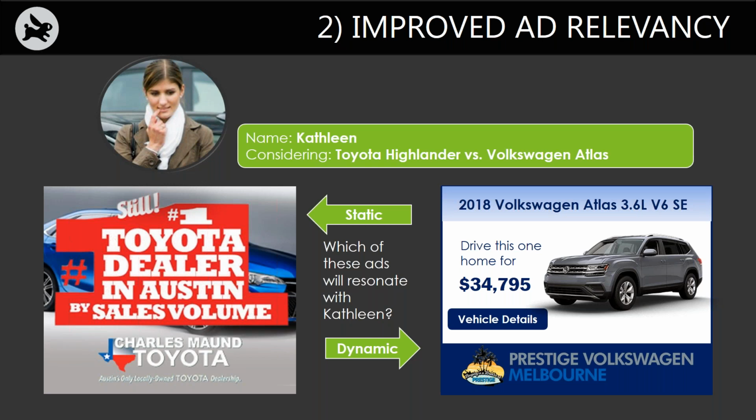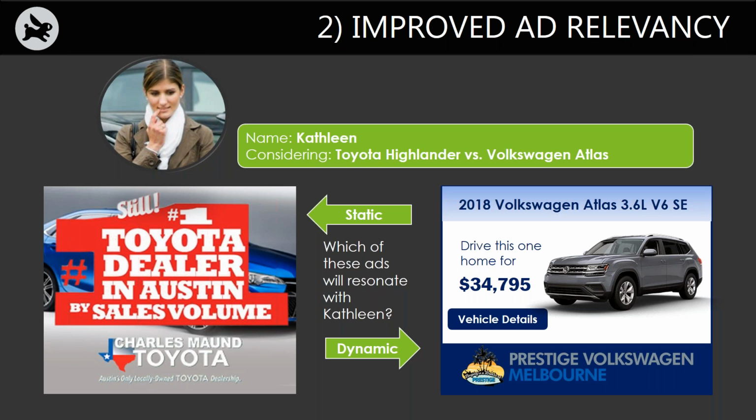So as you probably know, most consumers, by the time they walk onto your lot, pretty much know, if not exactly what they want to buy, they've got it honed down to a few selections. So in this situation, Kathleen's already honed it down. She's been doing a lot of research online, and she's pretty certain she's going to buy either the Toyota Highlander or the Volkswagen Atlas. And she's been on both of these dealerships' websites. And both of them are running remarketing campaigns, but the Toyota dealership is running a remarketing campaign with a static ad, and the Volkswagen with a dynamic ad.